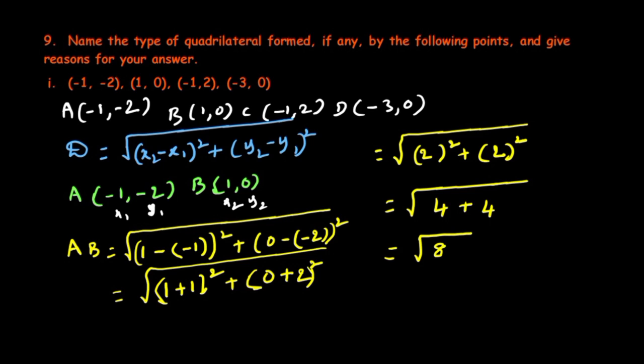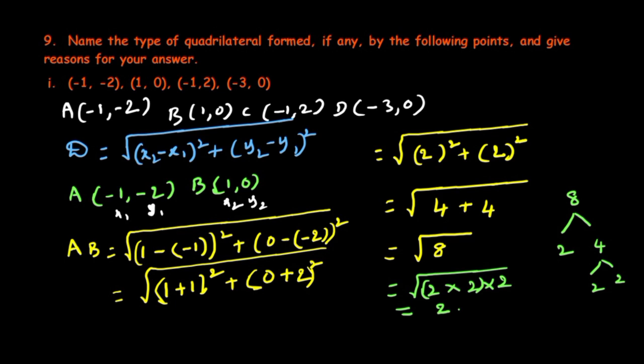This is root 8. This root 8 we can still write in a simpler form. If you have a doubt how to write root 8, you can divide into prime factors like 2 fours and 2 twos. So root 8 we can write as 2 into 2 into 2. Now we know very well that from every two equal numbers we take one out of the square root, so 2 is common, and we have root 2 remaining. So this is 2 root 2, so this root 8 we can write as 2 root 2.